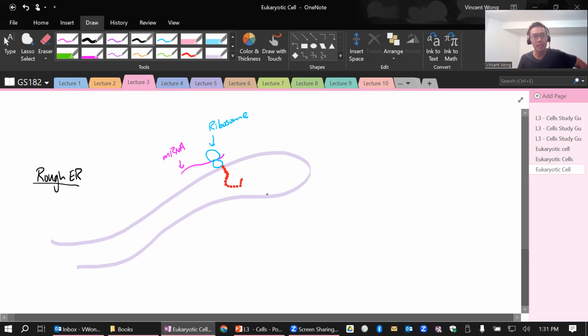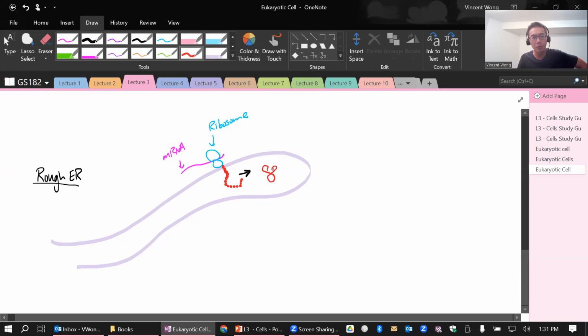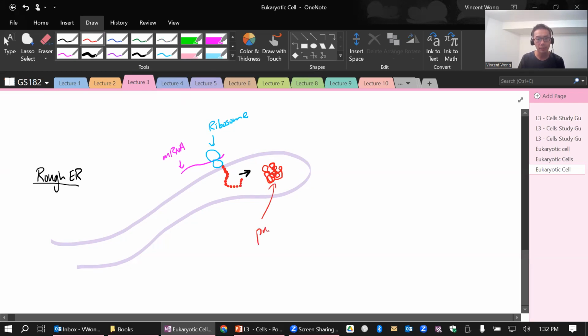Afterwards, after it builds the protein, the protein will fold up to form a 3D structure. Remember, the sequence is just a primary structure, so it still has to fold up to form the helices. It comes together to make a 3D shape, and now you have this protein. This protein will move to the edge of the rough ER.